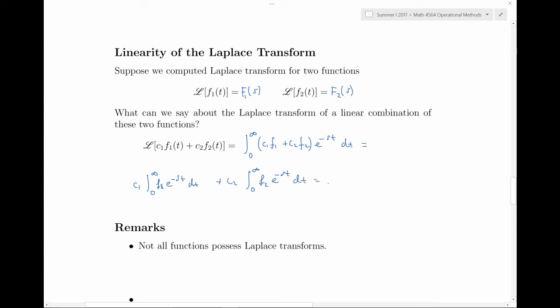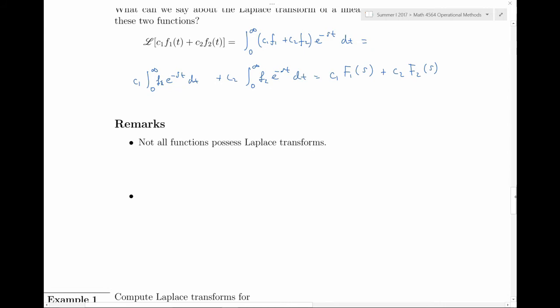Each one of those integrals is a Laplace transform of the respective function, so it's just going to be the linear combination of the Laplace transforms that we have computed earlier. And that means that we can compute Laplace transforms of polynomials or sums of functions, etc. So these formulas that we just derived above will be quite powerful in allowing us to compute Laplace transforms of many functions. I have to mention also a couple of things that are true about a Laplace transform.